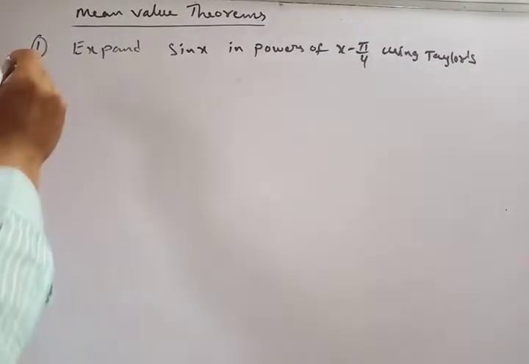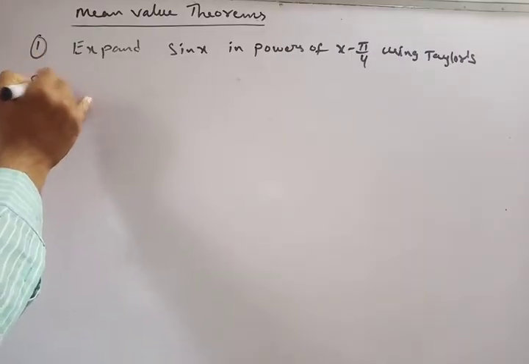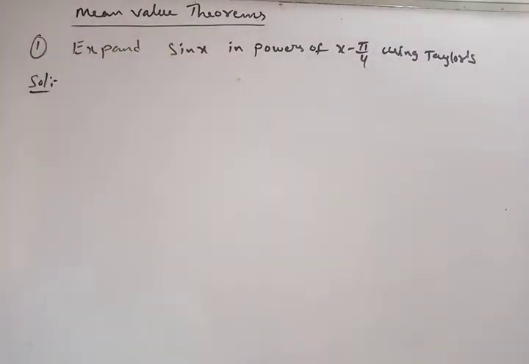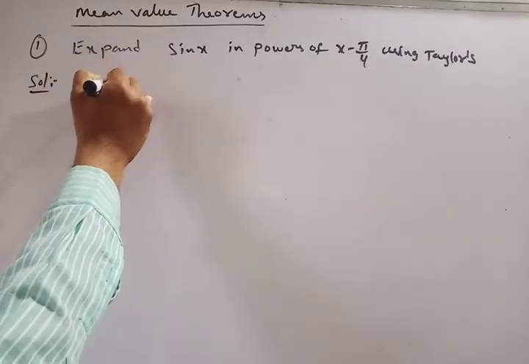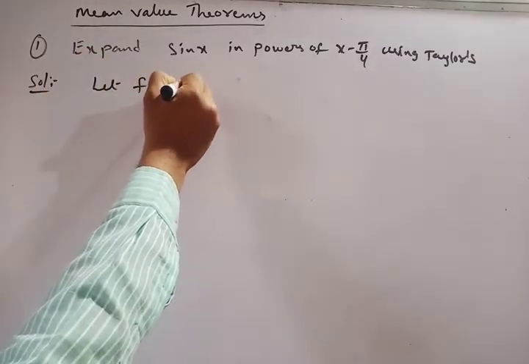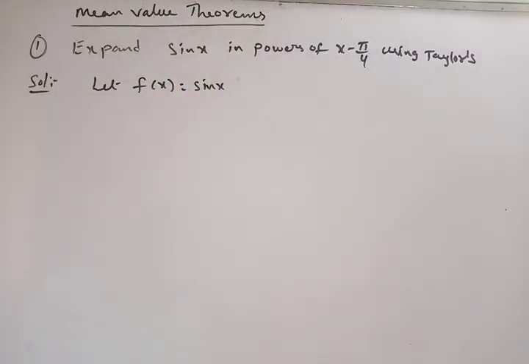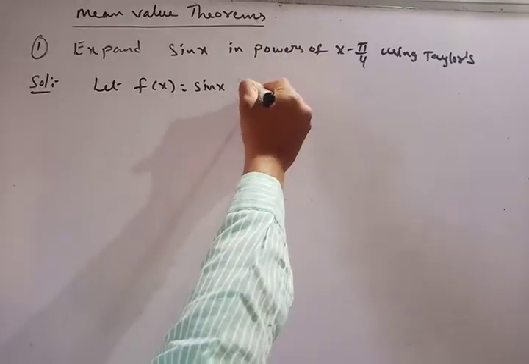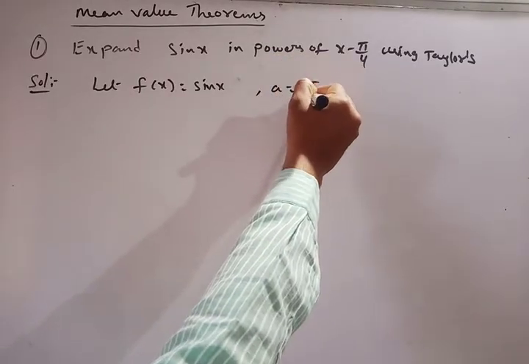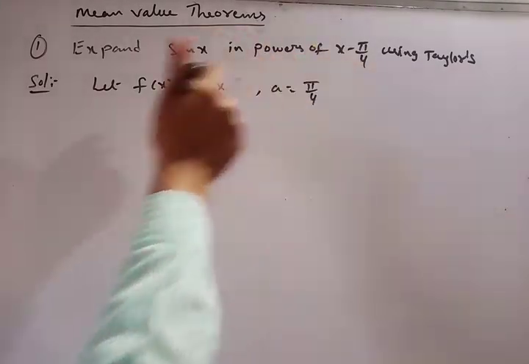See here, what he wants is the expansion of sin x in powers of x minus pi by 4. So let f of x be equal to sin x. Then what is the value of a he gave here? Here a is equal to pi by 4, since he wants it in terms of x minus pi by 4.